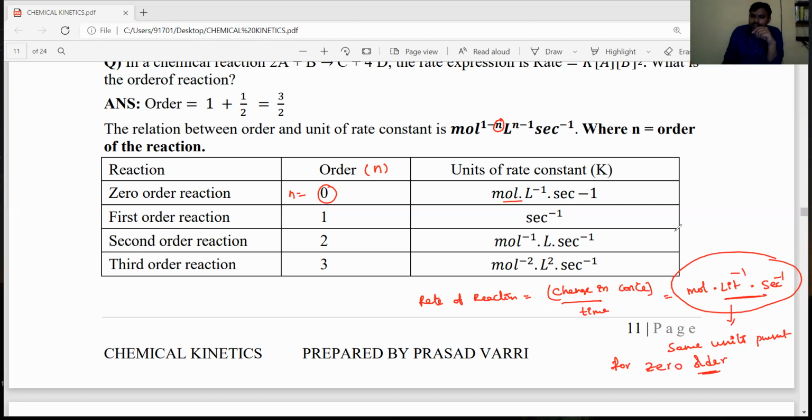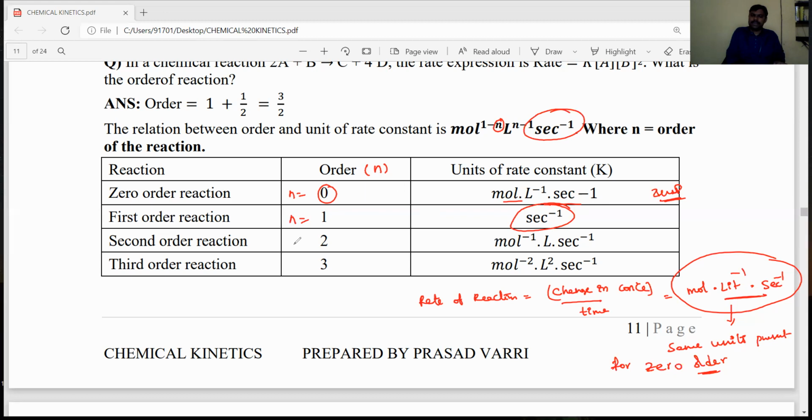This question on these units is asked many times, dear students. Among the reactions, for which are the rate units and rate constant units the same? The reactions are zero order reactions. For zero order reactions, the rate constant units as well as the rate of reaction units are both the same. And for first order reactions, substitute n equals 1, then 1 minus 1 is 0, so just second inverse is present. So the first order reaction units are second inverse.